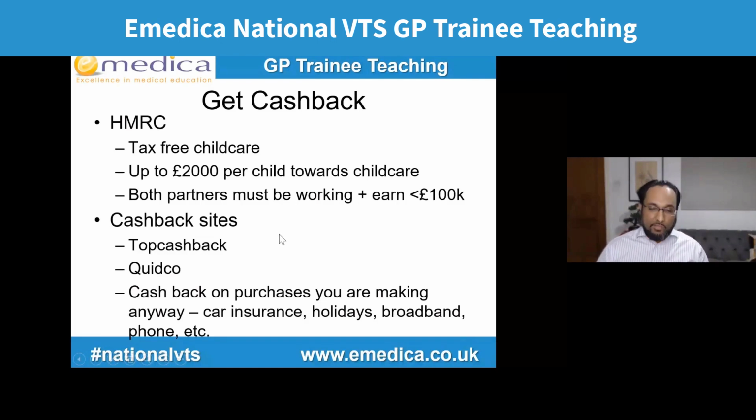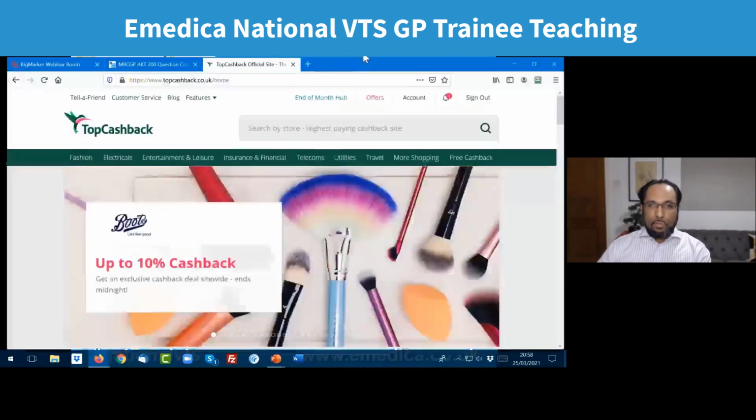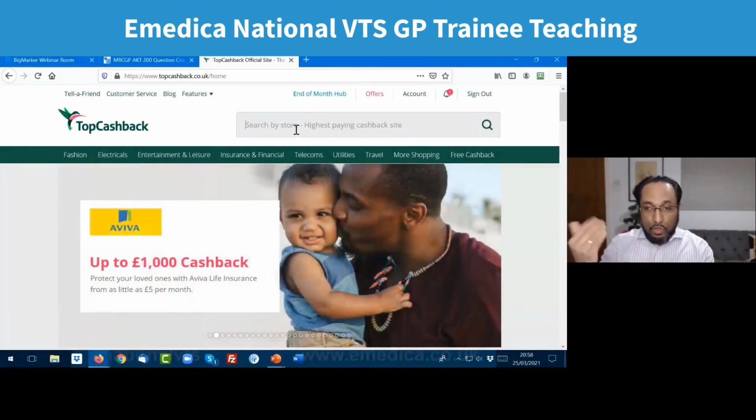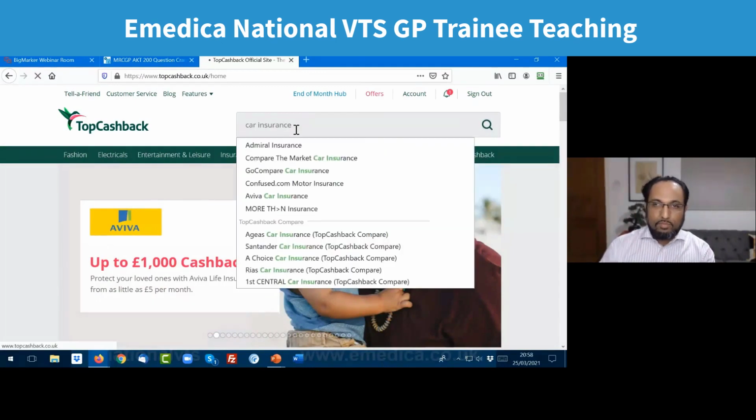And then cashback sites. So the two big ones are Top Cashback and Quidco. So if you're going to be buying something anyway, okay, then you can essentially look for, I'll show you. This is Top Cashback, which is the one that I use, okay? Let's say now you need to renew your car insurance. It's that time of year, okay? So you type in car insurance, okay?